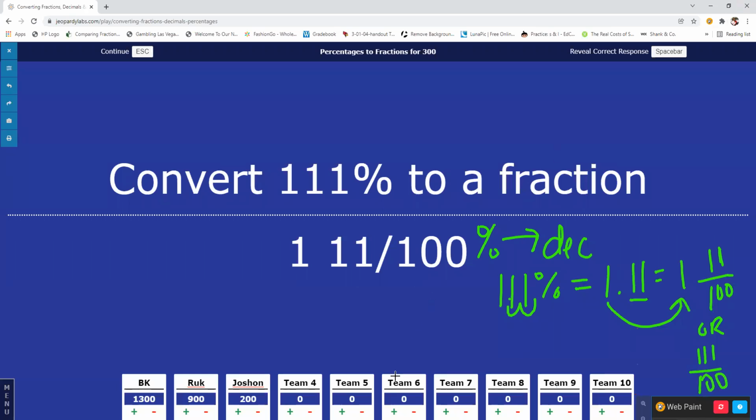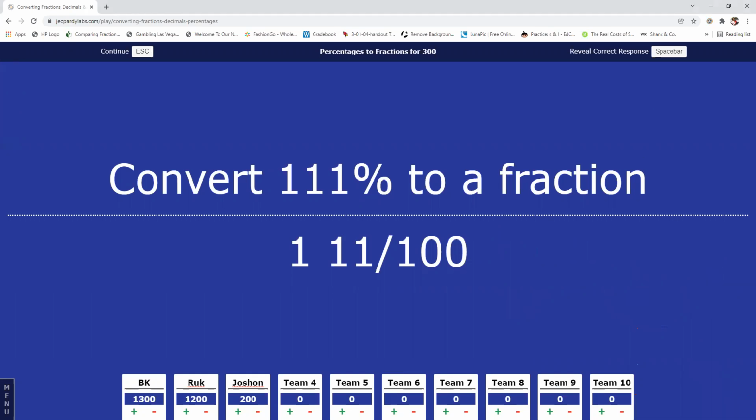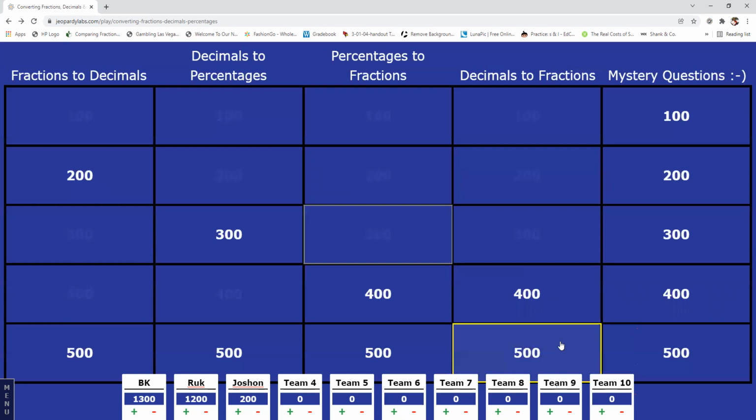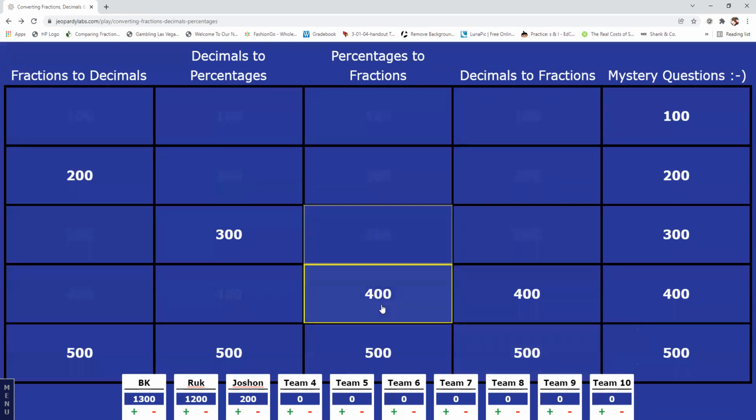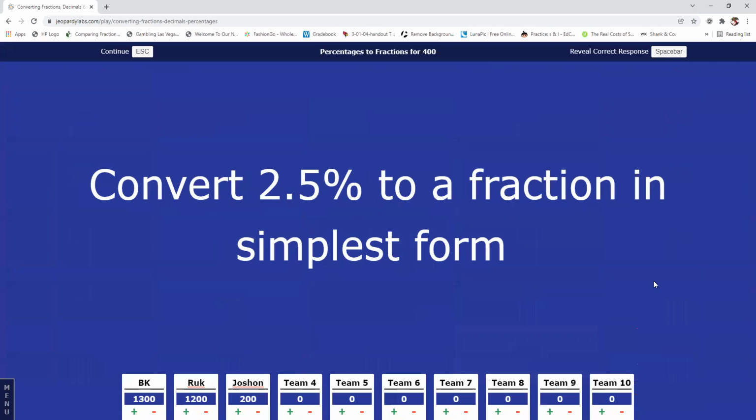All right, so let's see who got it correctly first. Okay, got a new person. Oh no, then she put it over 1,000. Okay, Rook was the first person to get it correctly. All right, let's go. Still can be anybody's game. Let's go percents to fractions for 400. Convert 2.5% to a fraction in simplest form.